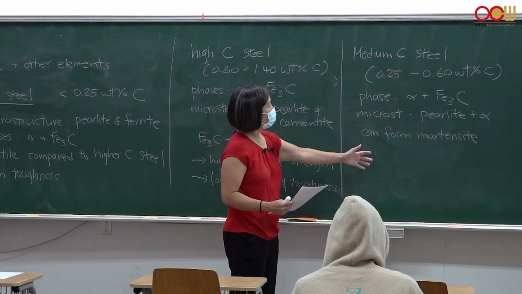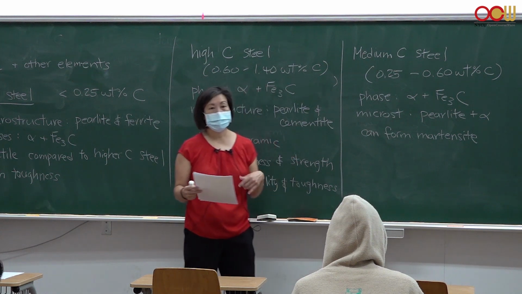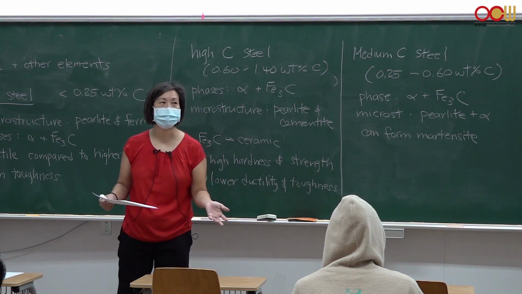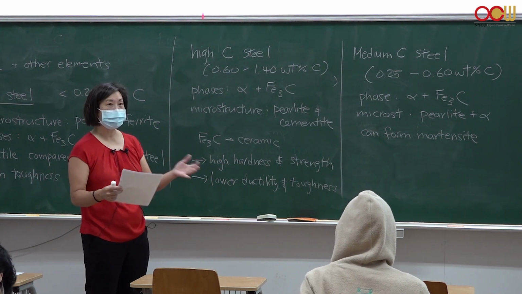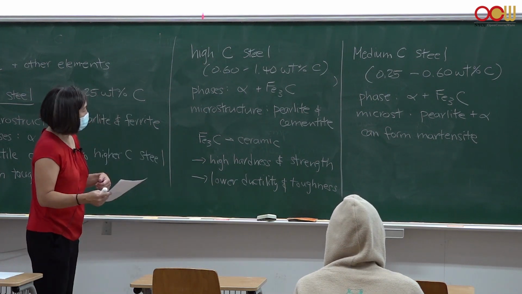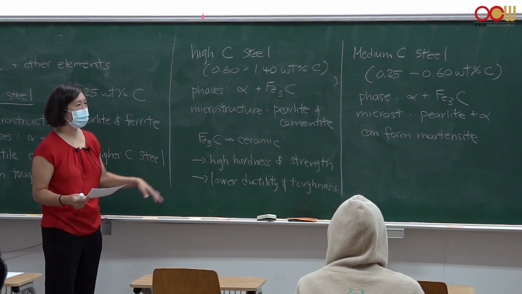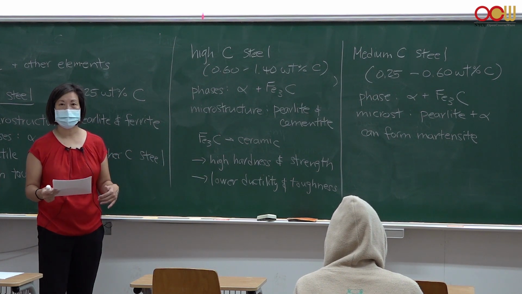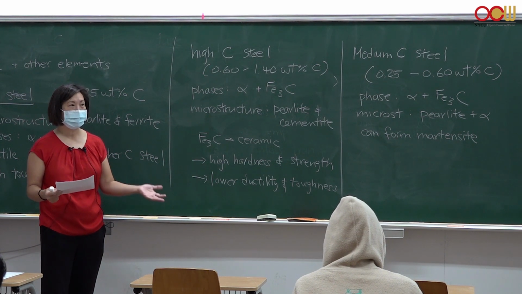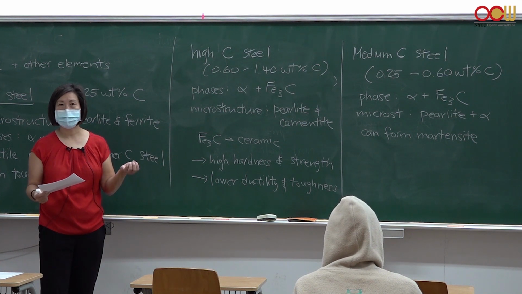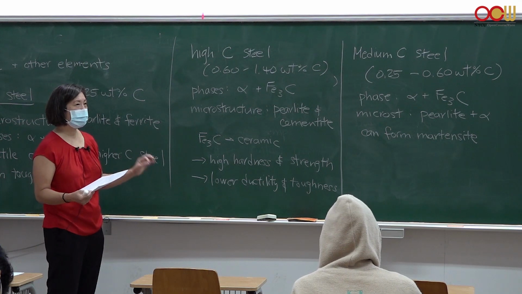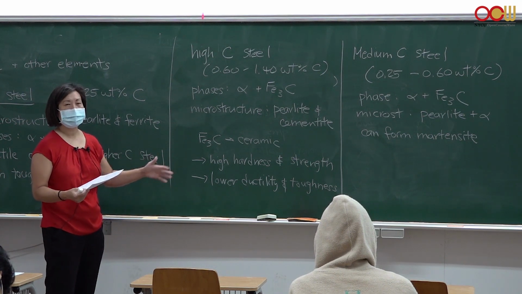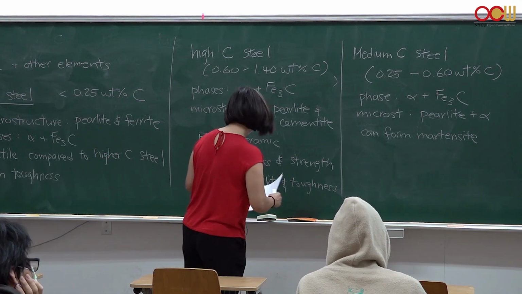Medium carbon steels are used in tools, in machines where you need stronger, higher hardness and where ductility doesn't matter as much. And high carbon steel most often is used in cutting tools, like knives, but also drill bits, things where you need it to be very hard, it can't deform. Okay, drills and knives and things that need to cut other materials.